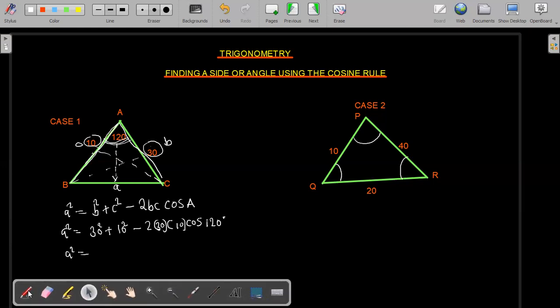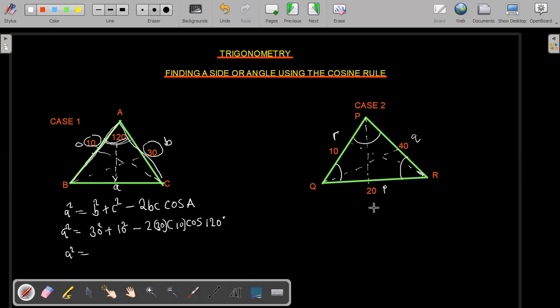the same way we did in case one, we say this is angle Q, and opposite to it is side small letter q. This is angle R, opposite to it is small letter r. Then this is angle P, opposite to it is small letter p. So what does this mean? We are going to come up with a formula.